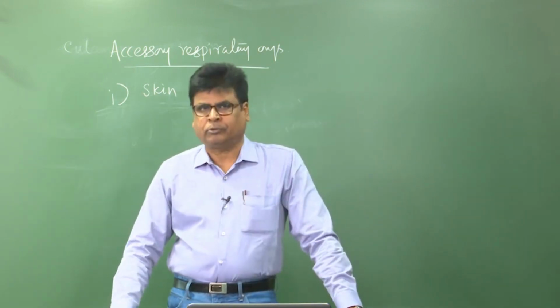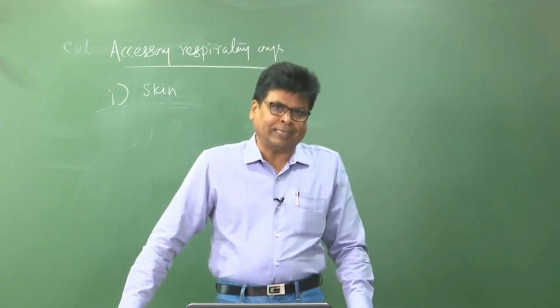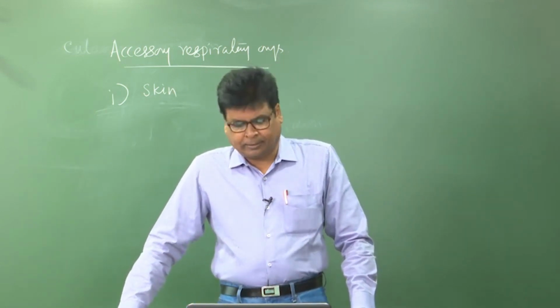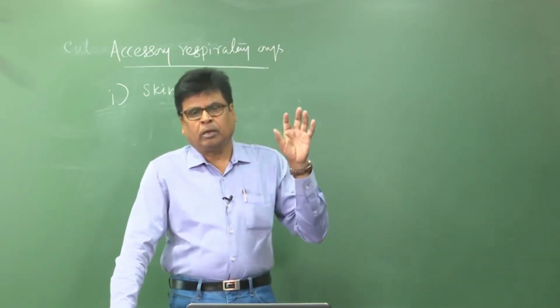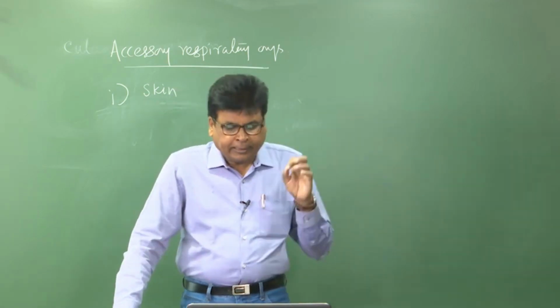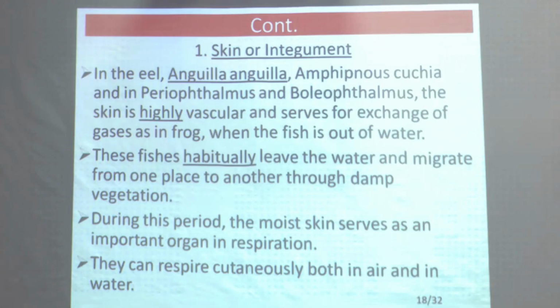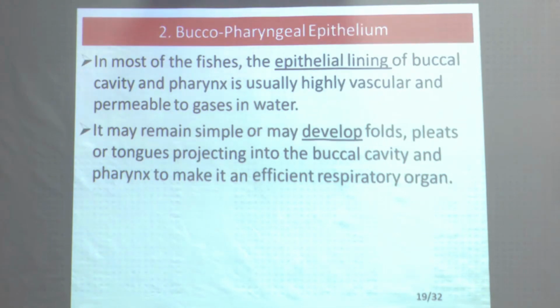During this period, what happens? The moist skin serves as an important organ in respiration. Again, they can respire cutaneously both in air and even in water. They can respire by gill whenever they are present in water, but in addition to that, they can also get oxygen through the skin. So, this is all about the skin or integument.